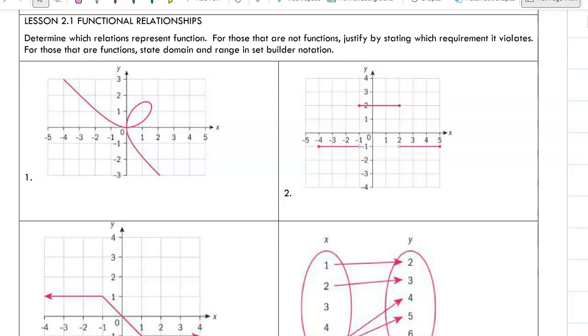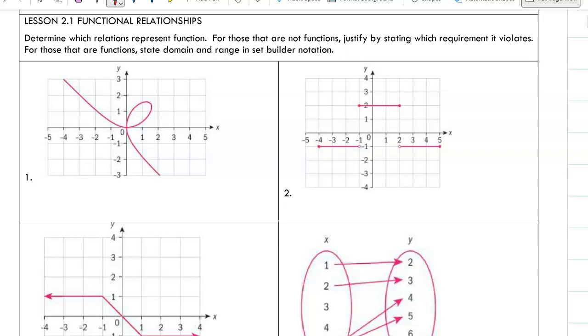And then if it was a function, stating the domain and range in set builder notation, and if it's not a function, justifying why it's not a function. Now on the test, you have to give me this justification, okay? Whether it's by an algebraic proof, you cannot just put it does not pass the vertical line test. That is not a justified reason why. It doesn't tell me anything about the function itself, okay?